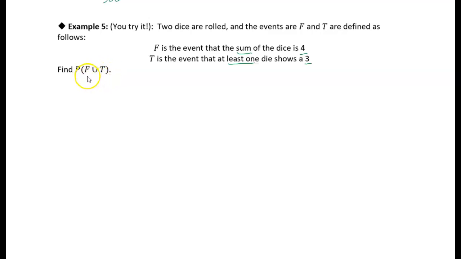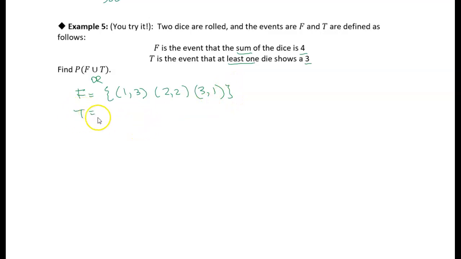So we're looking for either the sum is a 4 or, because union is or, at least one die shows a 3. We want either or both of those events to occur. Let's try and figure out what those events look like. I'm just going to put it in roster notation. Let's think about all of the different ways that 2 dice could come up with a sum of 4. We could have 1 and 3, or 2 and 2, or 3 and 1. That's all the ways it could come up with a sum of 4. So that's our event F.